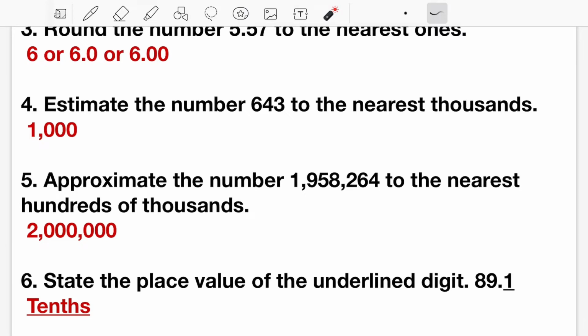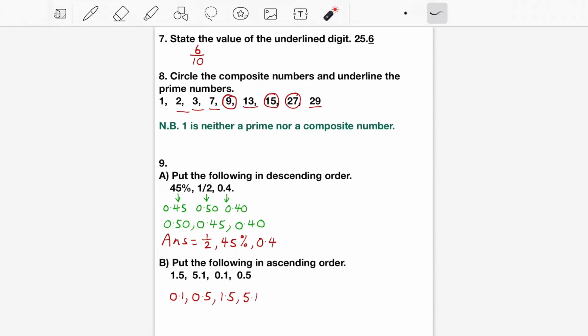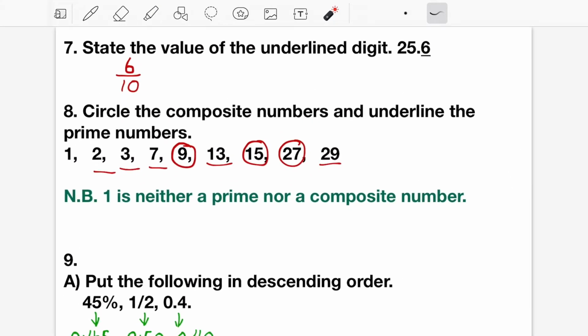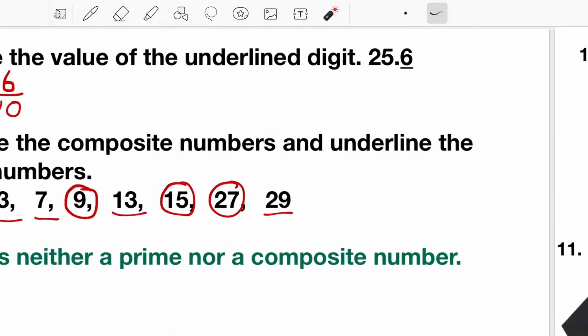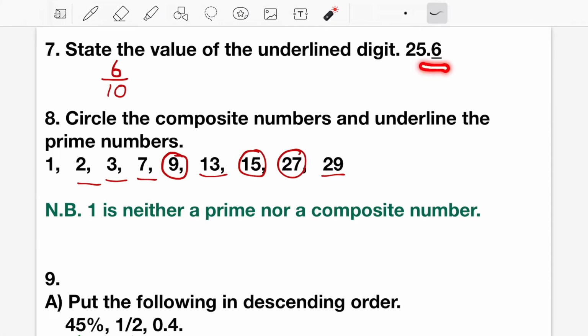Number 6. State the place value of the underlined digit. So this 1 is 1/10, so it's in the tenths position. Number 7. State the value of the underlined digit. So the 6 is 0.6 or 6 over 10.